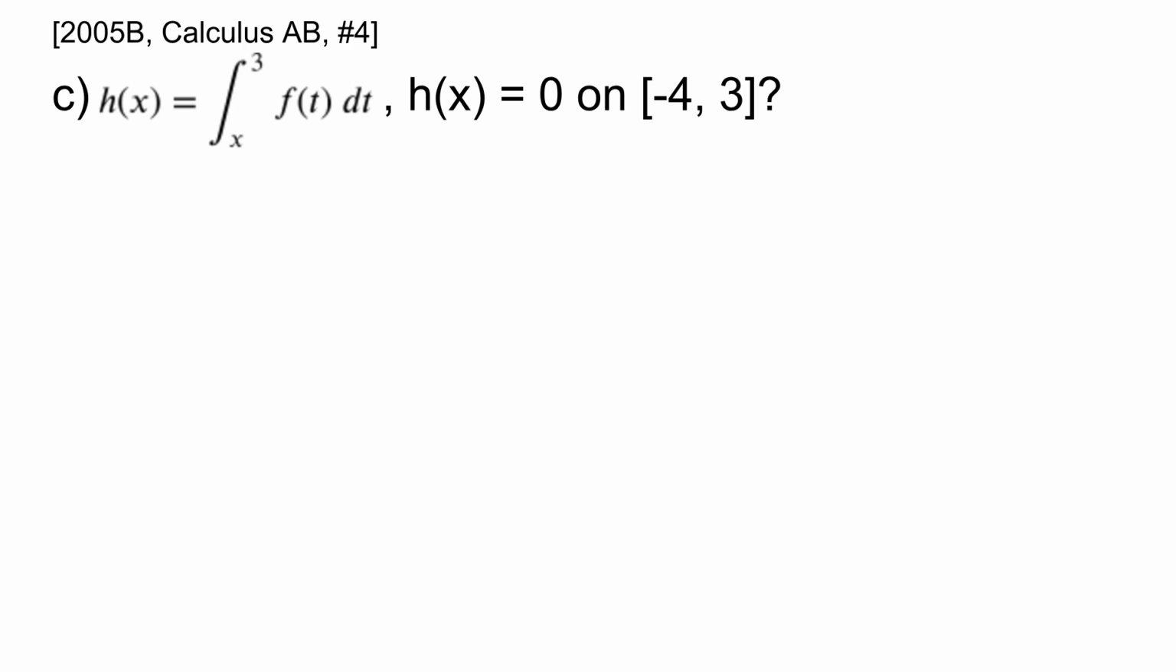In part C of this question, the function h of x is defined as the integral from x to 3 of f of t dt, and we are asked to find when h of x is equal to 0 on the closed interval from -4 to 3.